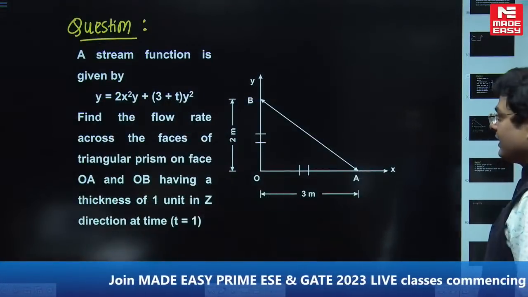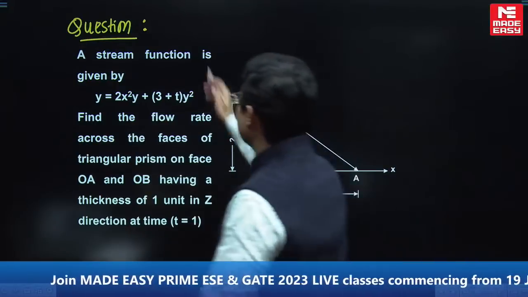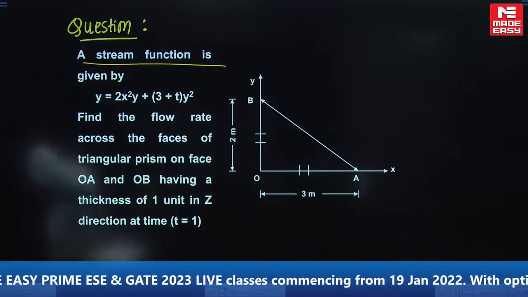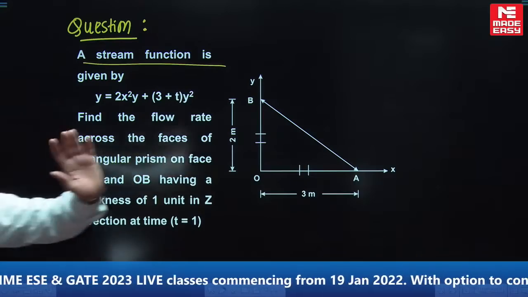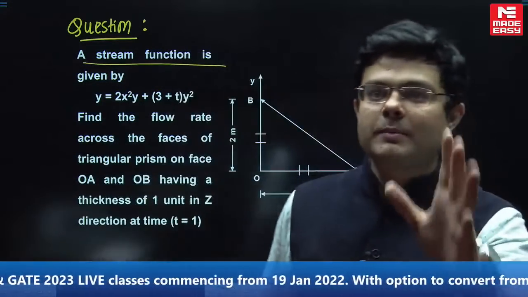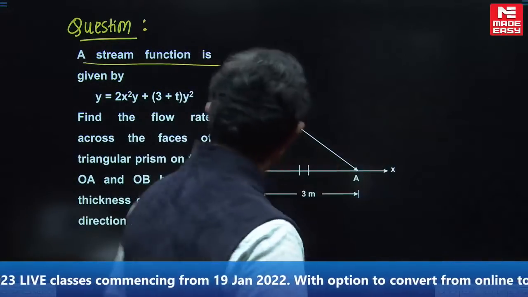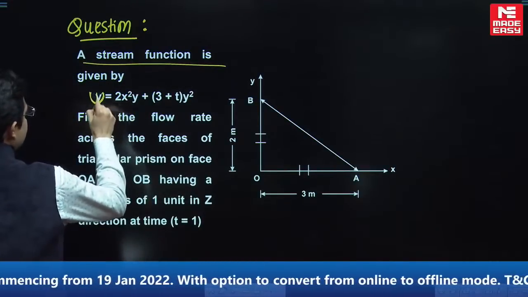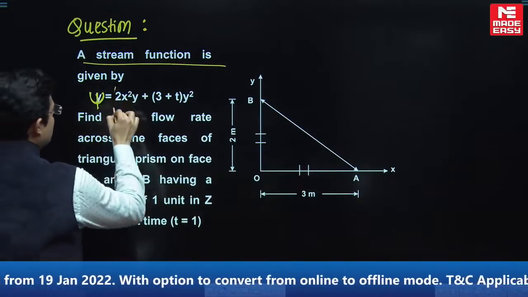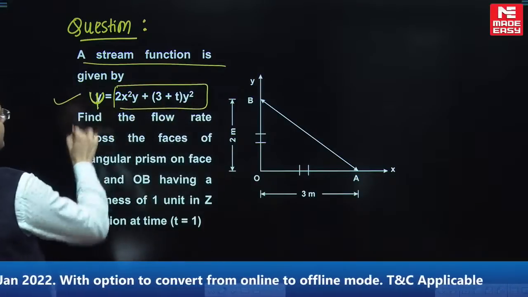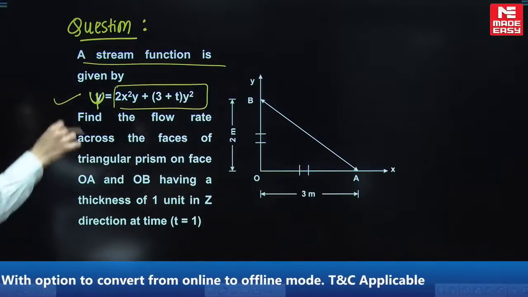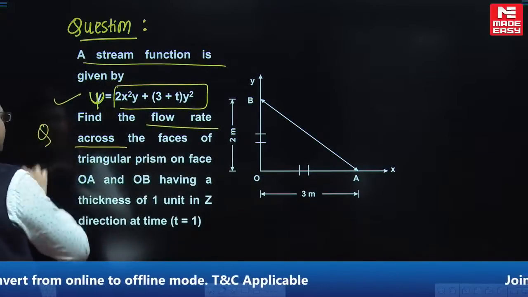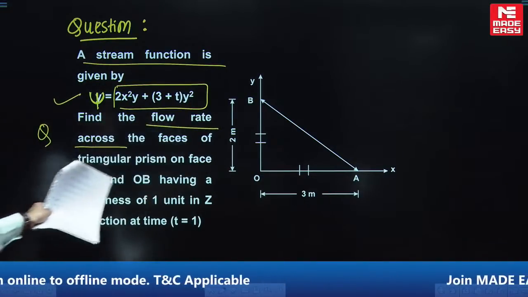देख लेना किसी क्वेश्चन में ऐसा है। चलो ये वाला क्वेश्चन देख लेते हैं। ब्यूटीफुल प्रॉब्लम यार, हमने काइनेमैटिक्स का कोई क्वेश्चन नहीं किया, 2 क्वेश्चन काइनेमैटिक्स करेंगे एंड वी विल कॉल इट अ डे, ठीक है। The stream function ψ is given by 2x squared y plus 3 + t y squared. थोड़ा डिफरेंट क्वेश्चन है, ध्यान से देखो। Find the flow rate, discharge from the faces of the triangular prism.